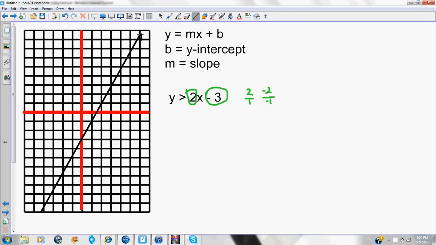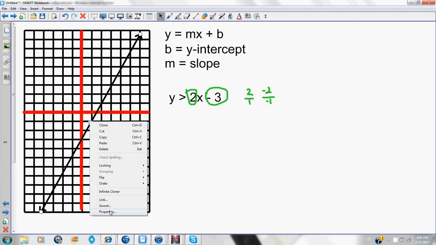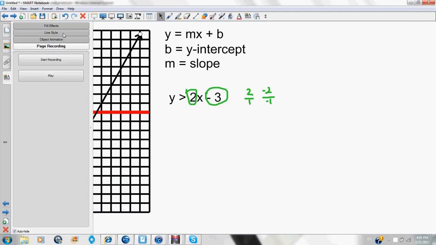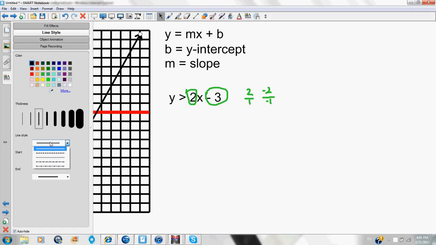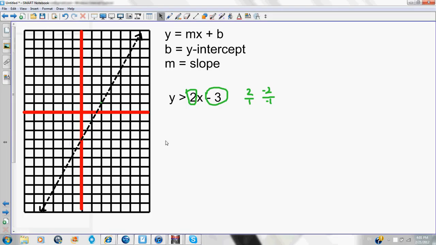There we go. And once again, remember, because it says is greater than, that means that it's got to be a dashed line, okay? So let's make this our dashed line. And once again, that means that the answer is not contained on that line.